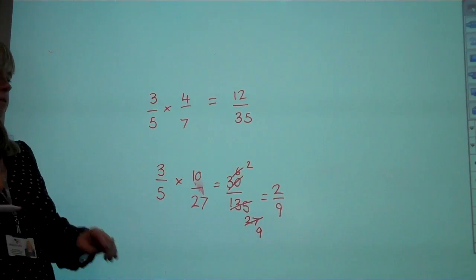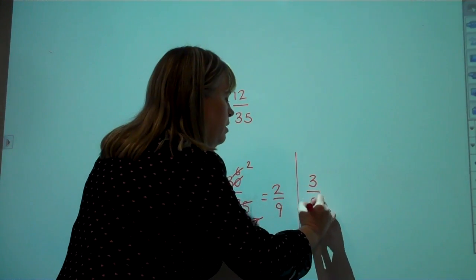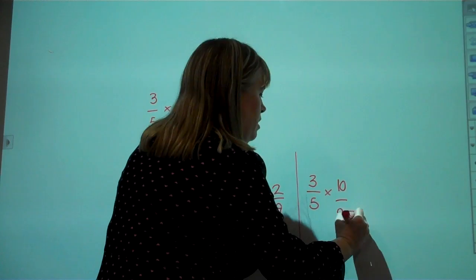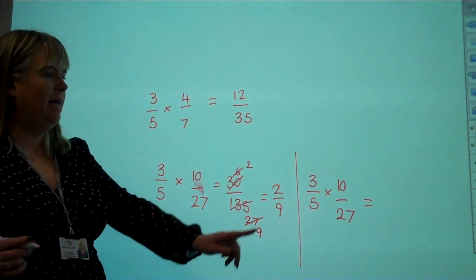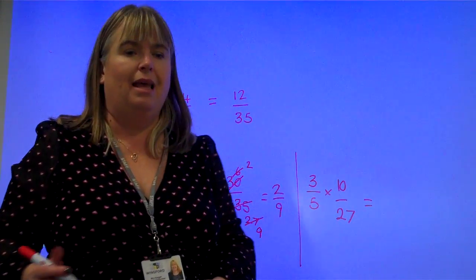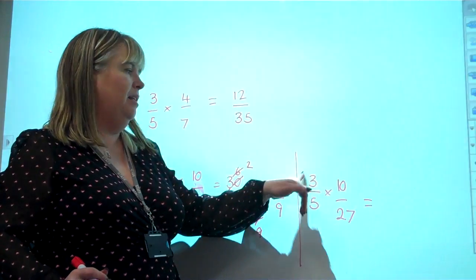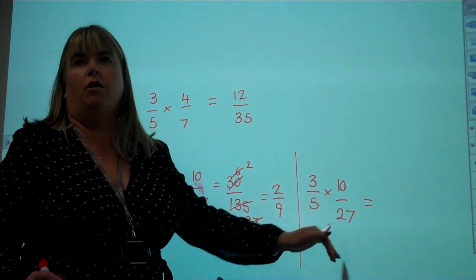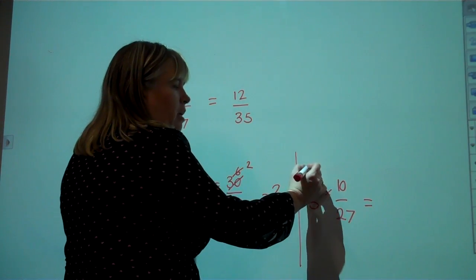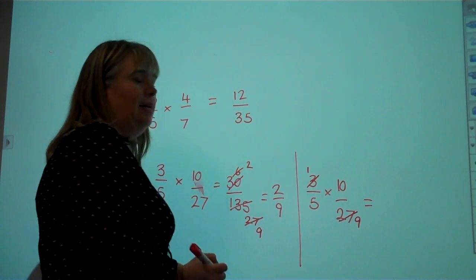Now, alternatively, you could have cancelled down before you multiply. By saying, is there anything that goes into either number on the top and into the number on the bottom? So if you see anything on the top that goes into anything on the bottom? 3 goes into 27. Okay, so 3 goes into 3 once, and it goes into 27 9 times.